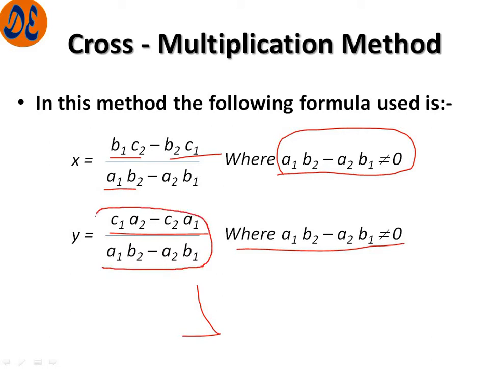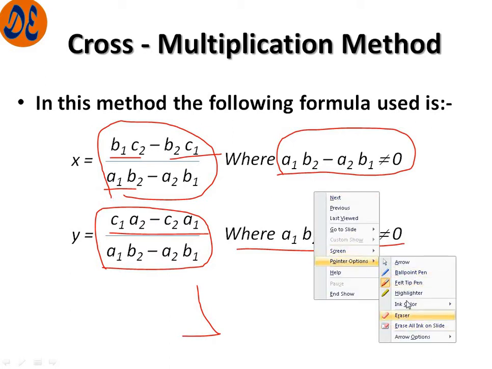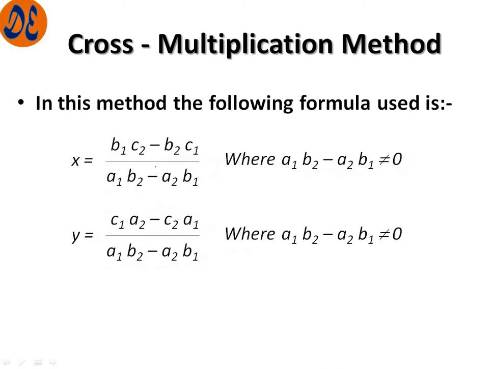Now, how will we remember this formula? Let me tell you some tricks. The denominator of both is the coefficient of x of the first equation into the coefficient of y of the second, minus the coefficient of x of the second into the coefficient of y of the first. This is the same in both cases.